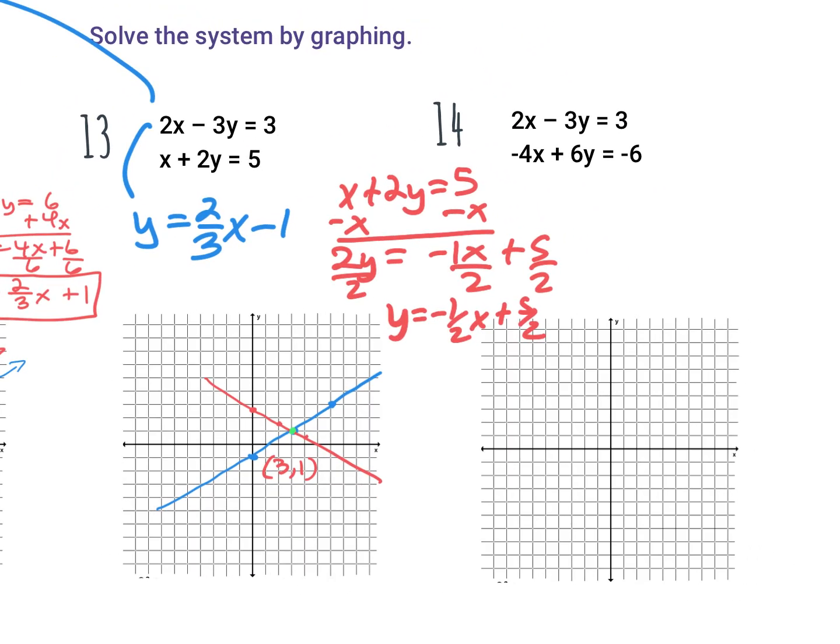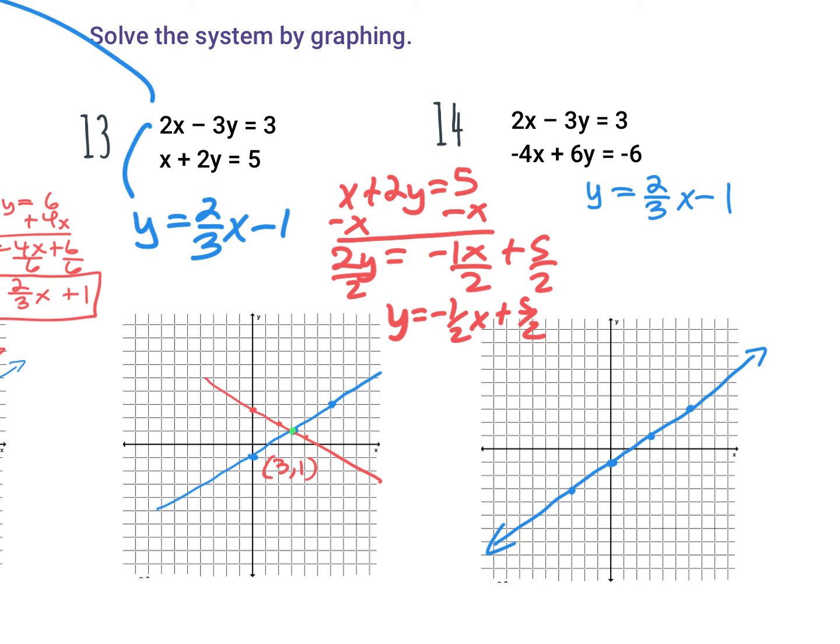Then for the next one, the first one again is already rearranged. I did it in example number 12. So y equals 2/3 x minus 1. So I can quickly go graph this one. So rise 2, run 3. Connect your points. I'm not in Notability, so I can't hold my line down and make a straight line here.